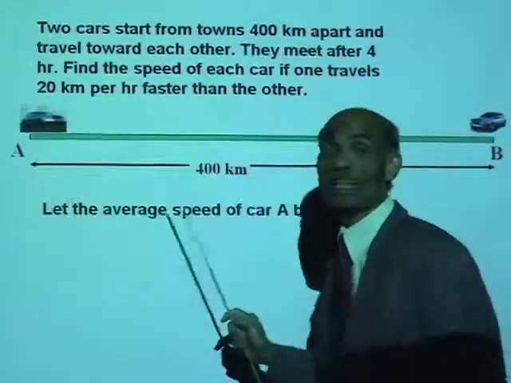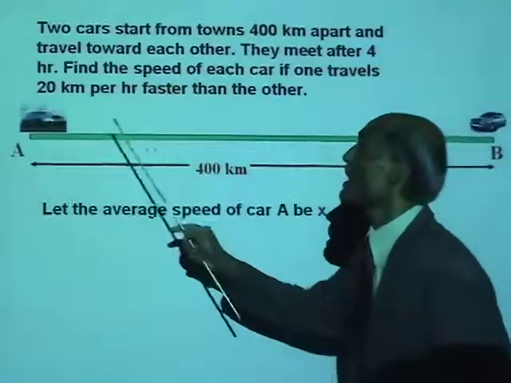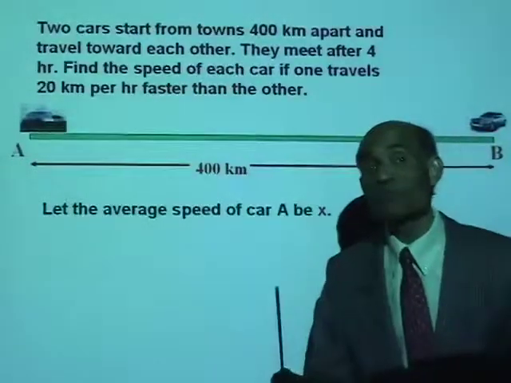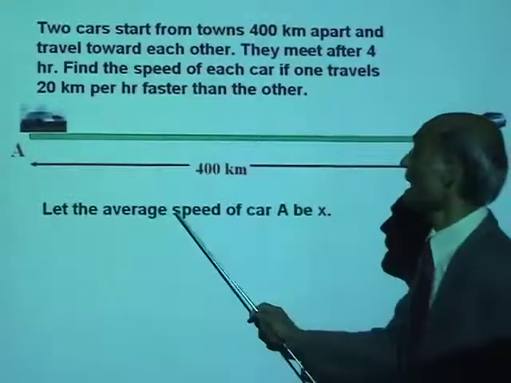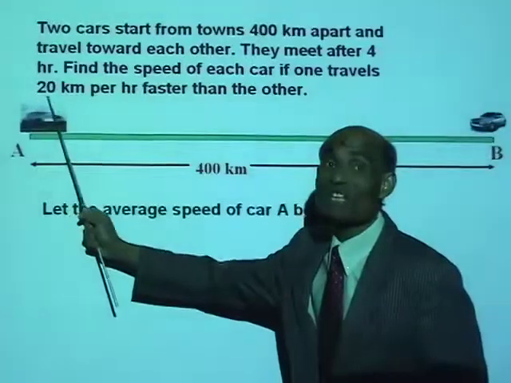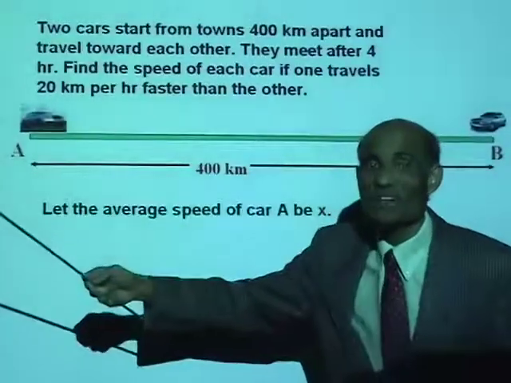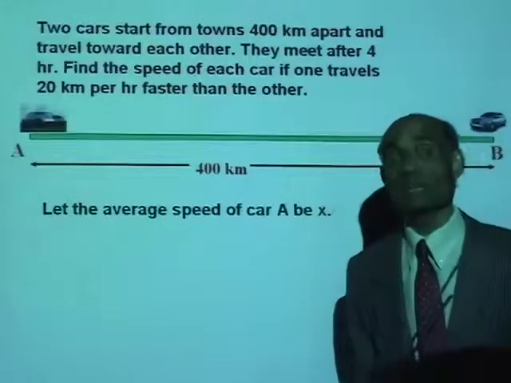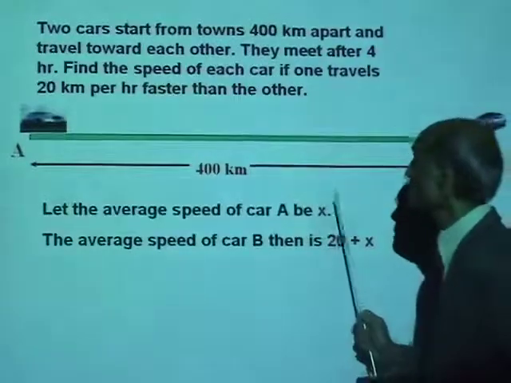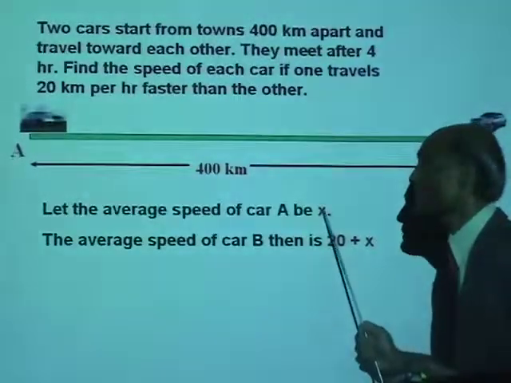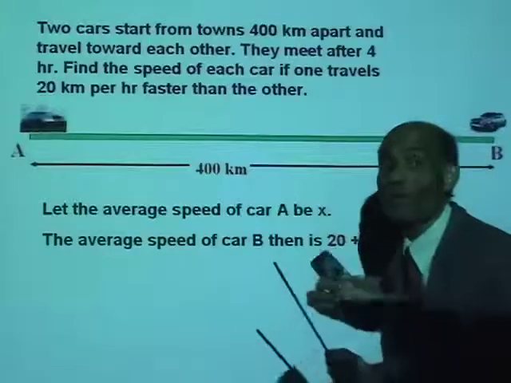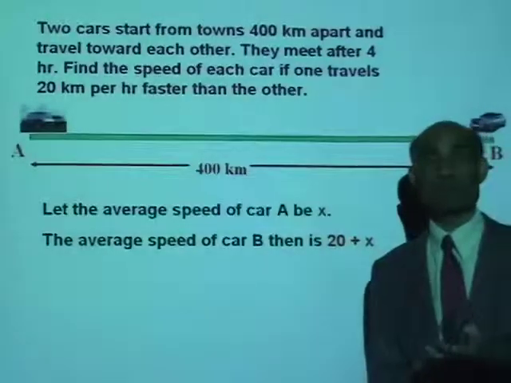All right. We will assume that the average speed of car A is X. Then what is the average speed of car B? If the average speed of car A is X, then the other car must be traveling 20 kilometers per hour faster. So what is the average speed of car B? It will be X plus 20. That's right. So the speed of car A is X kilometers per hour. The speed of car B is 20 more than that, 20 plus X kilometers per hour.